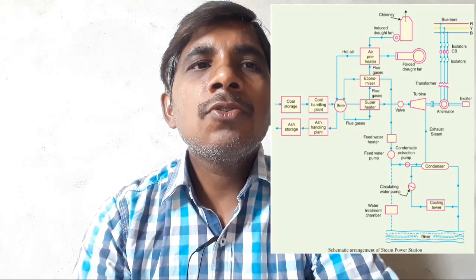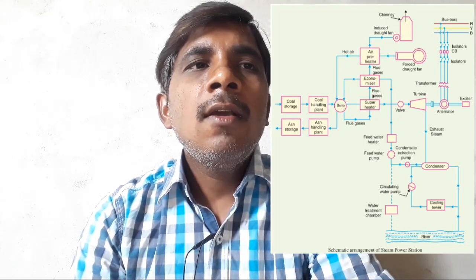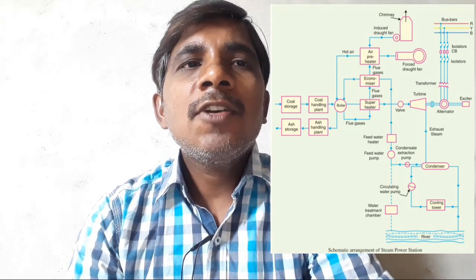The schematic arrangement of a steam power station will be discussed in this video. That is coal and ash handling plant. What does a steam power plant consist of? First the coal will come. The coal will be pulverized into so many parts. That is pulverization, making the coal into so many pieces. Coal and ash handling plant is the first part.